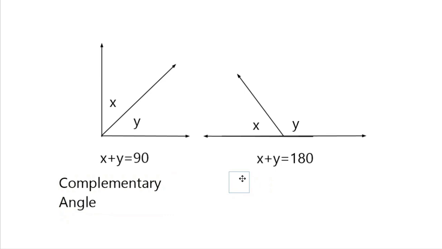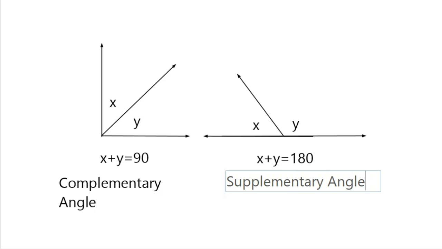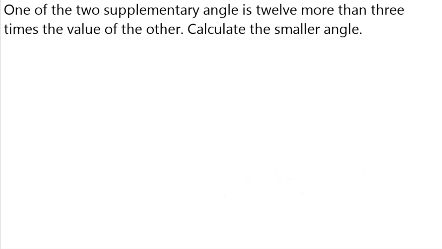But in a supplementary angle, x plus y is just 180 degrees. So the sum of the angles is going to add up to 180 degrees. That is basically the main difference between them. Let's move on to practice problems.